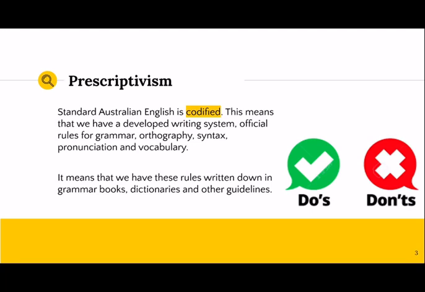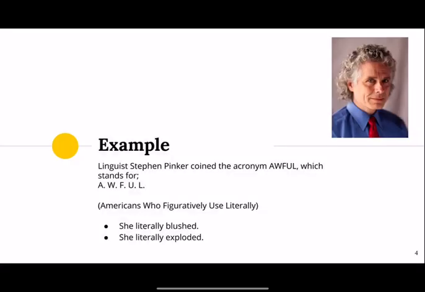Standard Australian English is codified, meaning that we have a developed writing system, official rules for grammar, orthography, syntax, pronunciation, and vocabulary. So orthography is spelling. It means that we have these rules written down in grammar books, dictionaries, and other guidelines. We've got actual rules that are written down, basically.